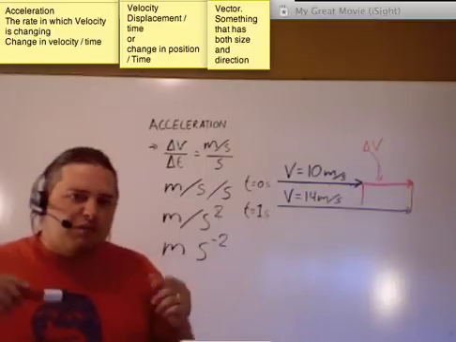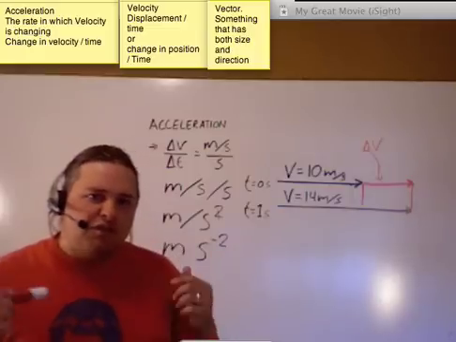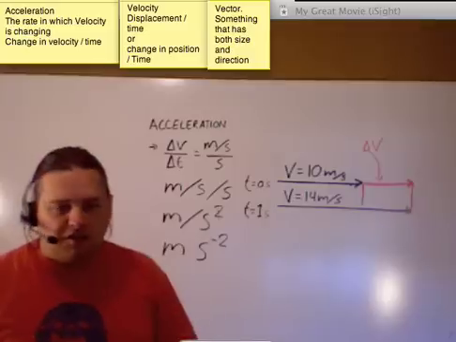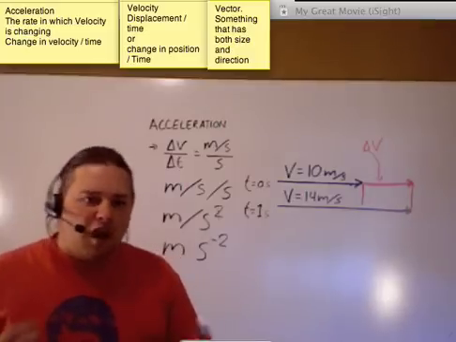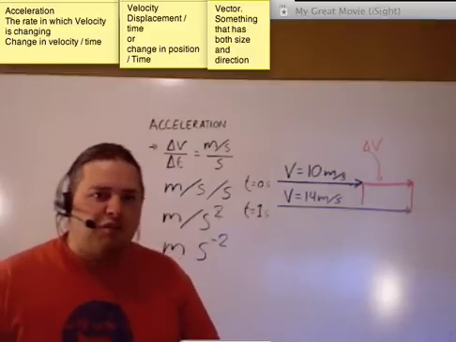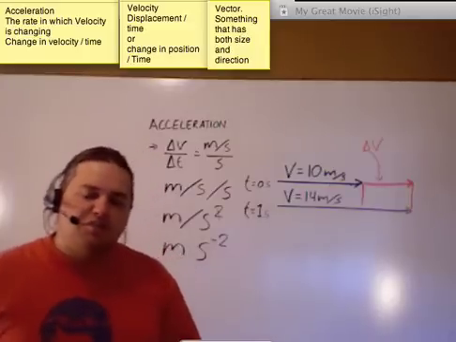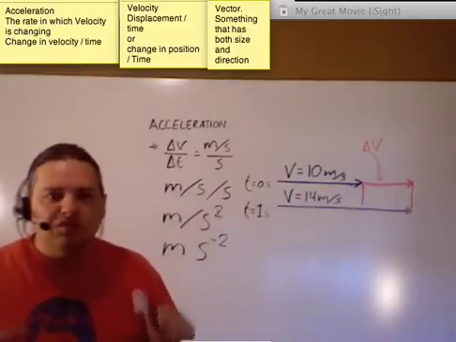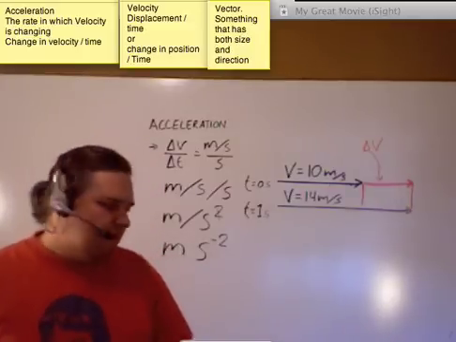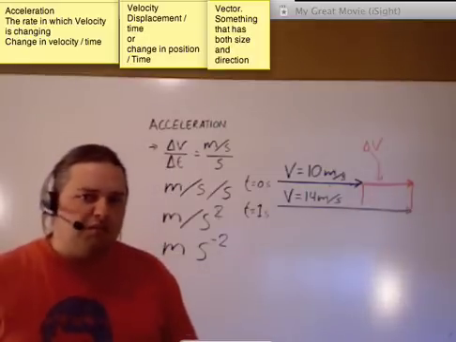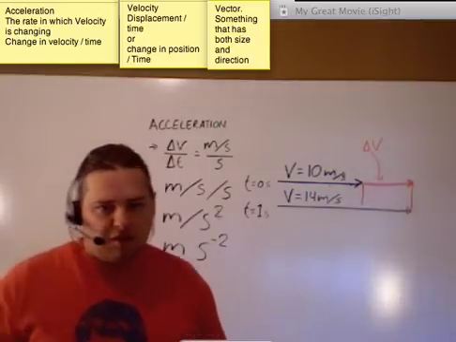Okay? So acceleration is the rate at which velocity is changing, or the change in velocity per unit of time. Again, the exact same thing. Not the definition of velocity, which is displacement divided by time, or the change in position divided by time. Two separate things. Okay? It is a vector. It does have a direction associated with it, so you've got to keep that in mind too. It can be a negative value.